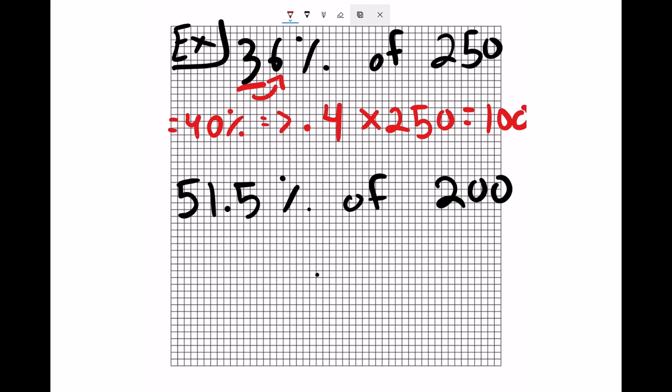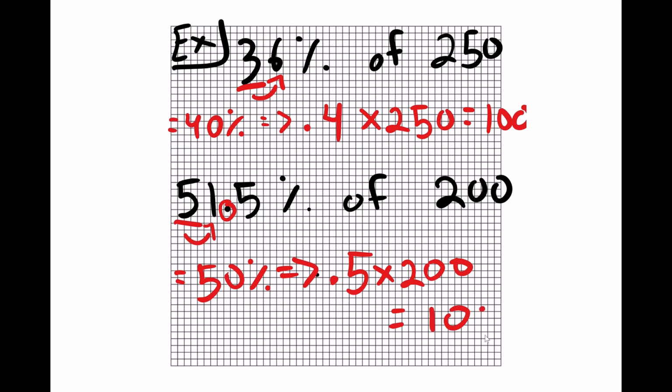The next one might throw you off because you have a decimal, but that doesn't change anything. You are still rounding to this place value. Look at the integer immediately next to it. It is less than 5, so it rounds down. Approximately 50%. So that becomes 0.5 times 200, which gives you 100.